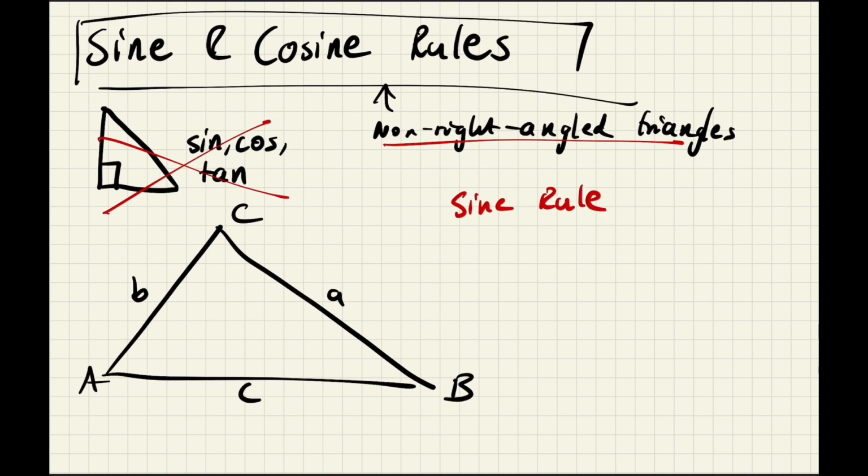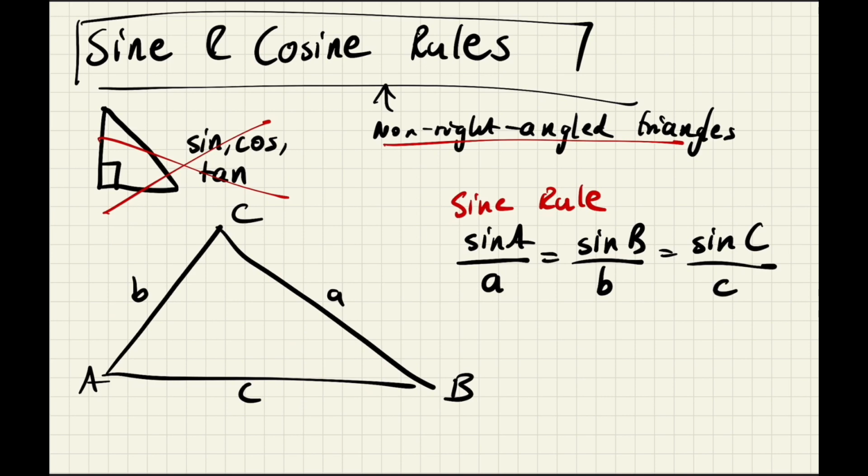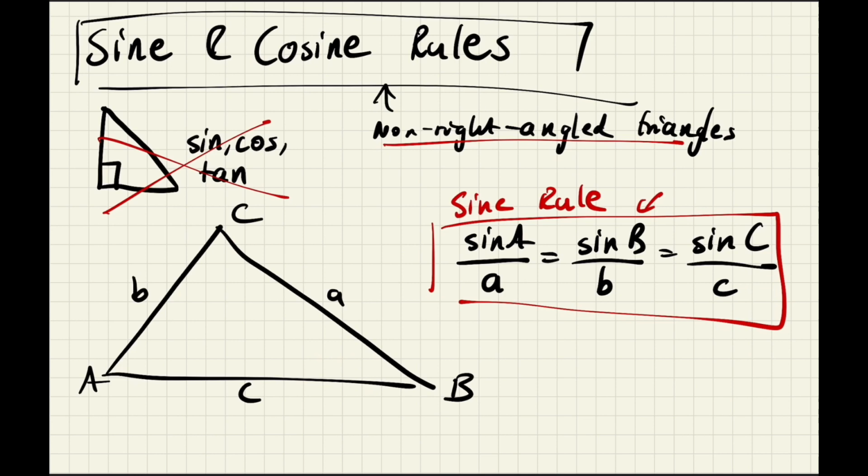Our sine rule states that sine A on A is equal to sine B on B is equal to sine C on C. Broadly speaking, we apply our sine rule where we've got a non-right angled triangle and we're loosely dealing with two angles and two sides.